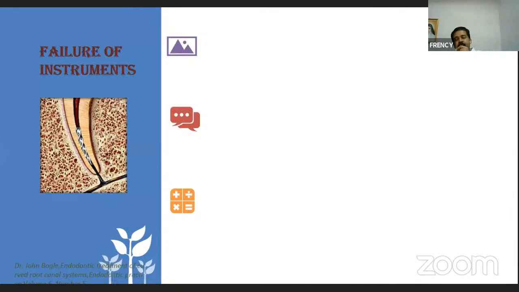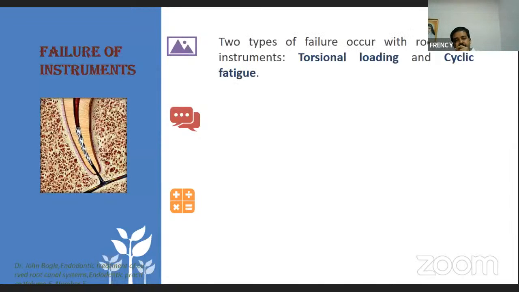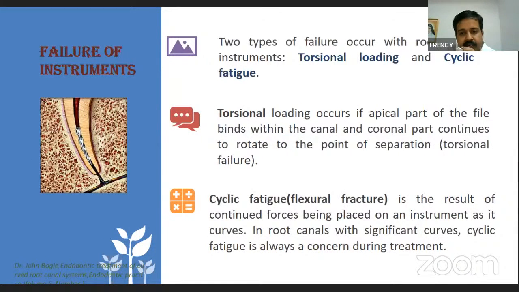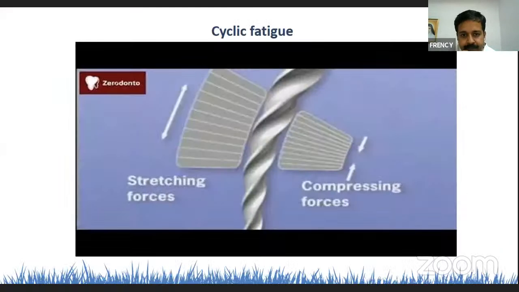So basically, before going into the rotary preparation, you have to get an idea of what types of failures there are. One is torsional loading and one is cyclic fatigue. Torsional loading occurs if the apical part of the file binds within the canal and the coronal part continues to rotate. But cyclic fatigue is the result of continued forces being applied on an instrument as it curves. So in root canals with significant curves, cyclic fatigue is more common. I will explain with a video so that you will understand more clearly.